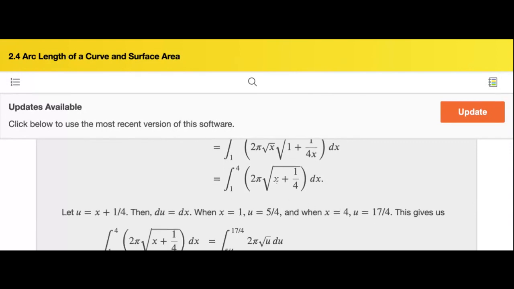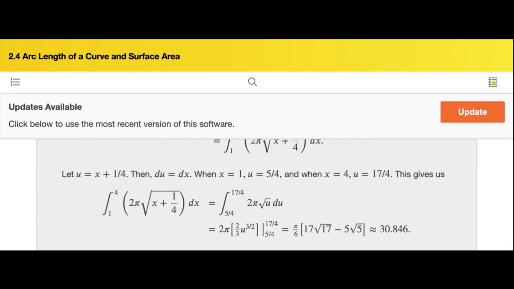And we could use u substitution, right? u equals x plus a quarter, du equals dx. Then we can change the limits. When x equals 1, u equals 1 plus 1 over 4, which is 5 over 4. When x equals 4, u equals 4 plus 1 over 4, which is 17 over 4. Then we change the variable from x to u. So we get lower limit 5 over 4, upper limit 17 over 4, 2 pi u to the power of half. Then anti-differentiate by the power rule. So in the end, we get this.